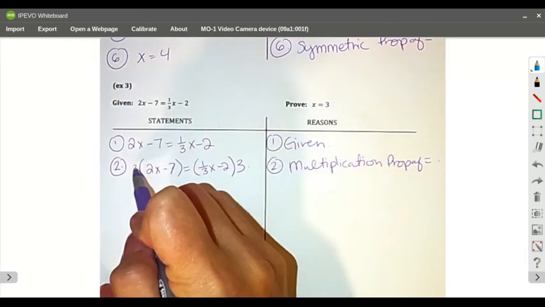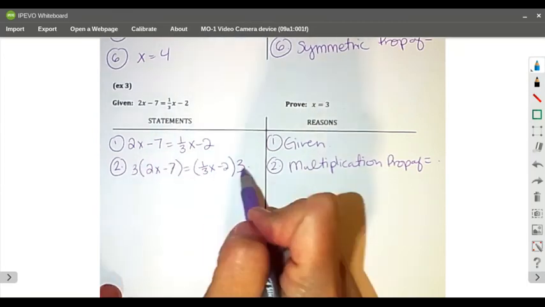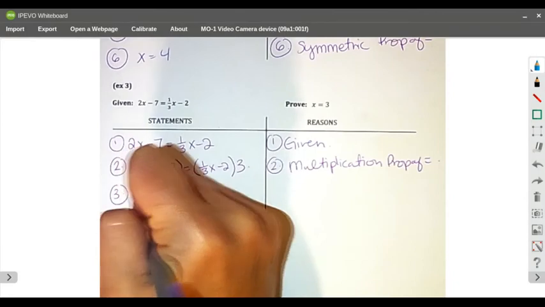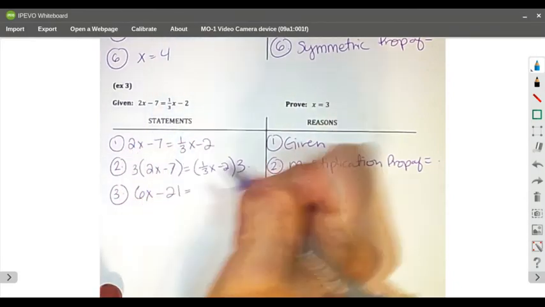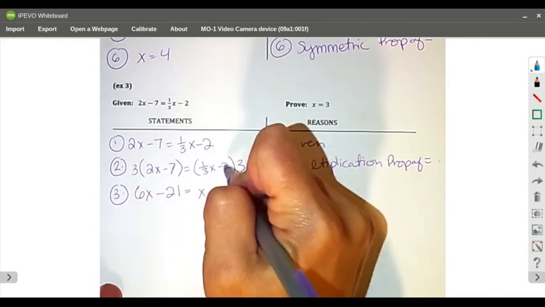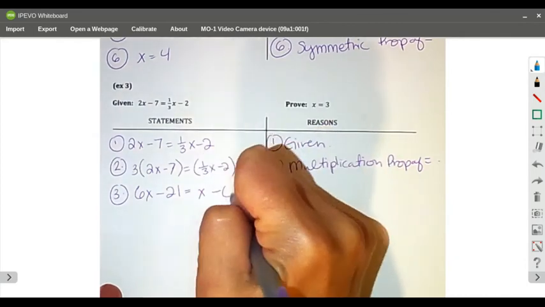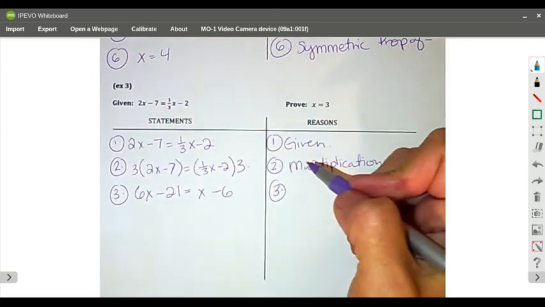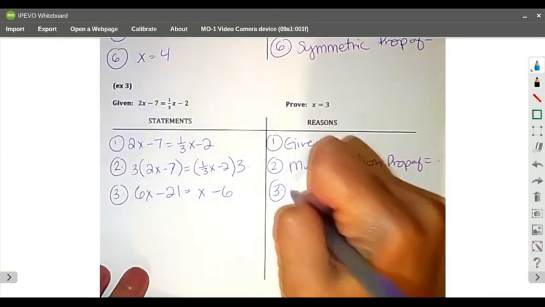And then when you simplify it, since we have a number outside the parentheses that we're distributing through, that would be distributive. So this would be 6x minus 21. And then 1/3 x times 3 would be x. And then -2 times 3 is -6. So you certainly didn't have to do that. You could have just solved it normally, but then just worked with the fraction.